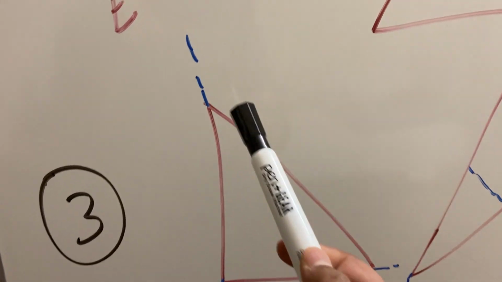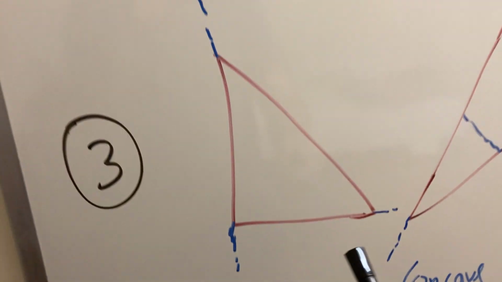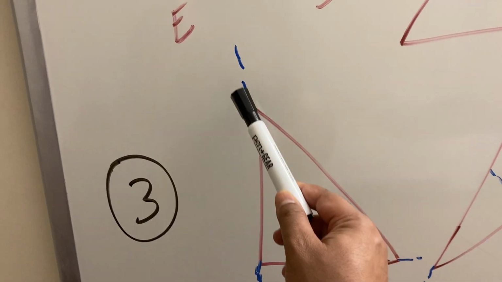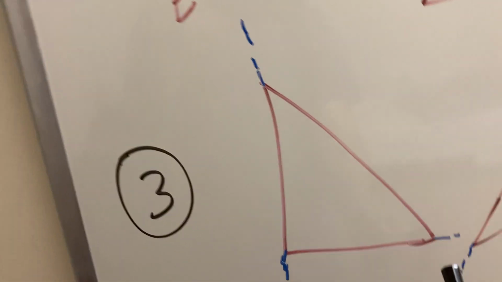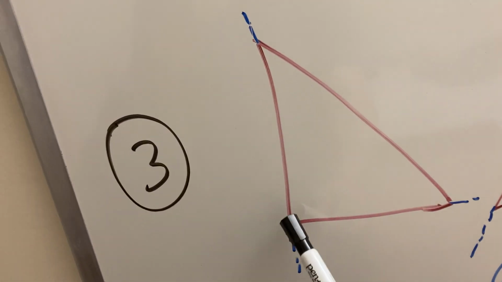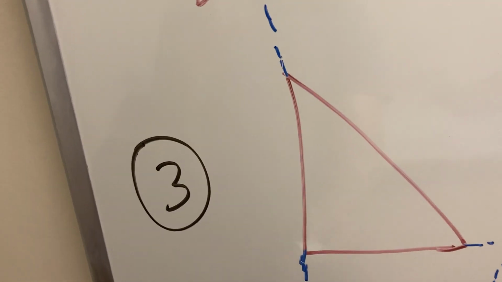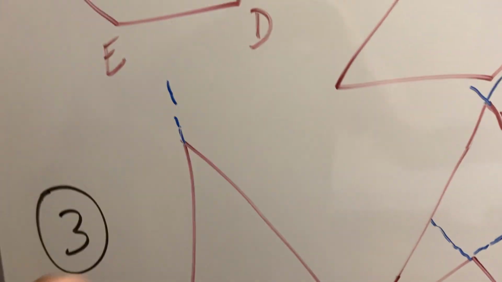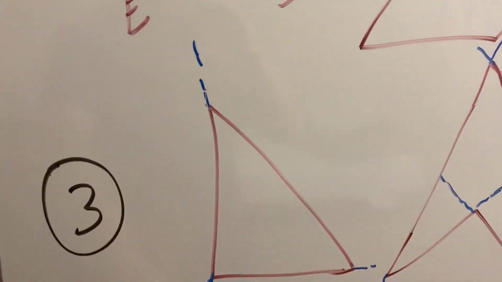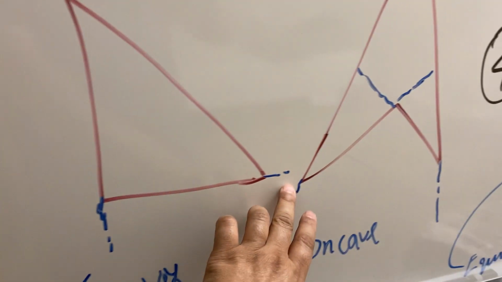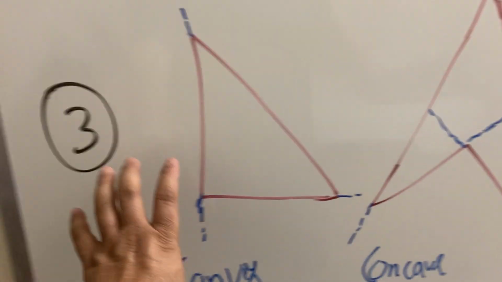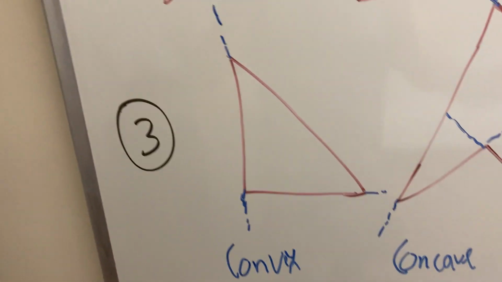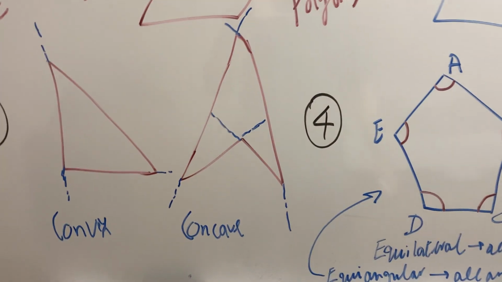For example, I just drew this triangle here. If you keep on expanding this on either side, you will see that these lines will not intersect each other. You can expand these three lines in any direction: this can go up, this can go down, and this can go this side. This type is called convex.